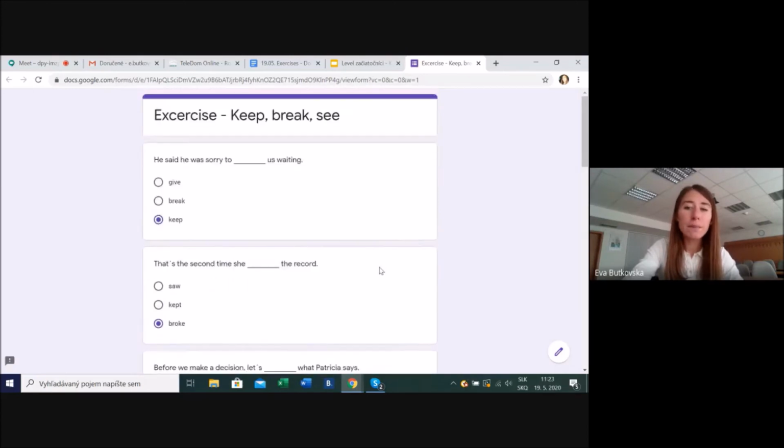There are many possibilities. So keep in mind these three verbs: keep, break, and see. They have more than one meaning. So when you use them, think about the proper way to use them. Please, if you have any questions, now is the time to ask.